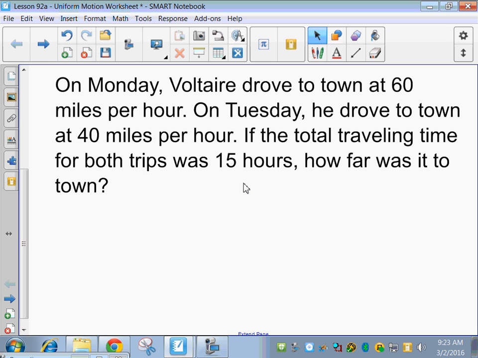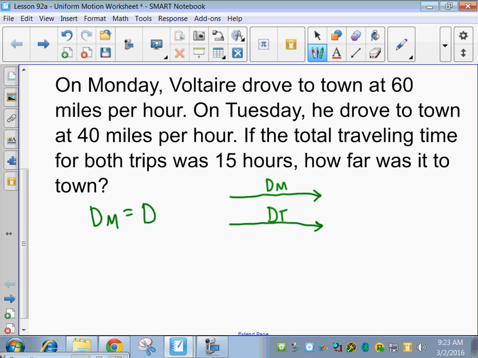So same trip here. On Monday, we're driving to town. Okay, so this is my distance on Monday. And then we're making the same trip on Tuesday. So distance Tuesday. So these are always distances, and I always want a picture. And then we're going to set our distances equal. So distance Monday is equal to the distance Tuesday. And then we're going to replace with rate times time every time. So rate Monday times time Monday equals rate Tuesday times time Tuesday.